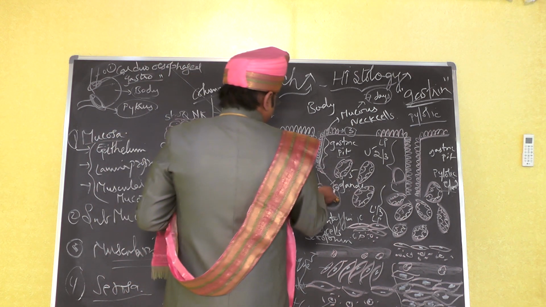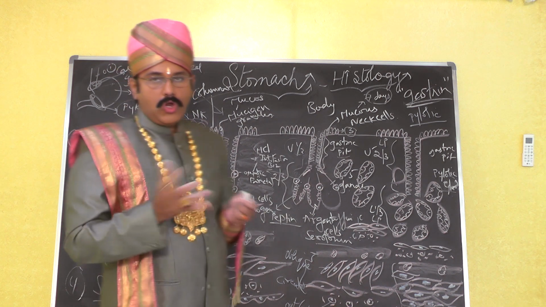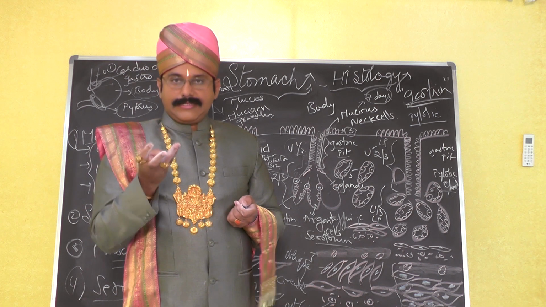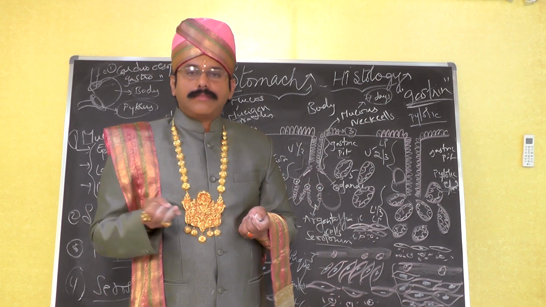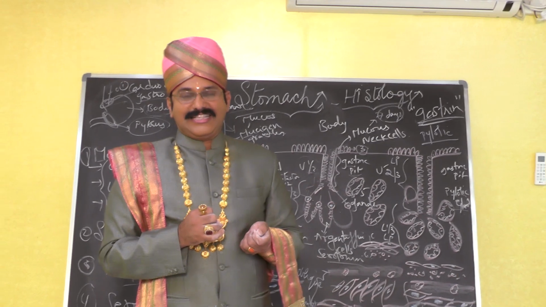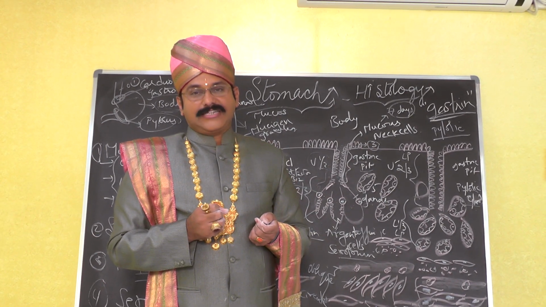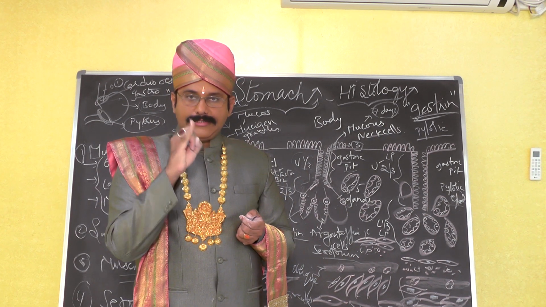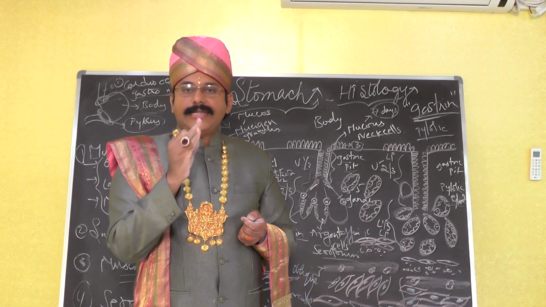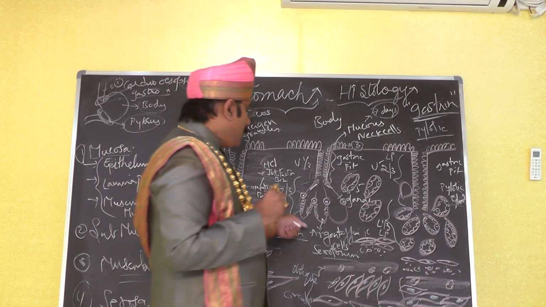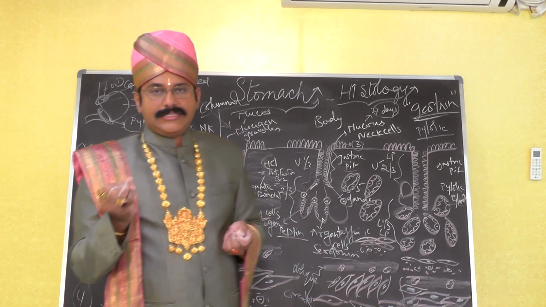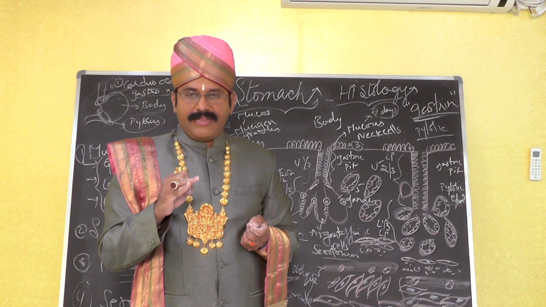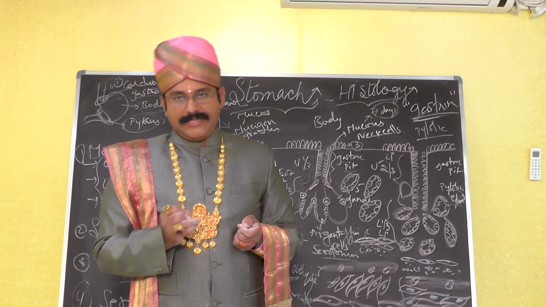Now if you consider these gastric glands, they have lots of cells of different types present in them. Firstly, there are the oxyntic cells or the parietal cells, which produce hydrochloric acid and also the intrinsic factor, which is responsible for the absorption of vitamin B12. The second type of cells here are the chief cells, or the zymogen cells, or the peptic cells. These produce pepsin.